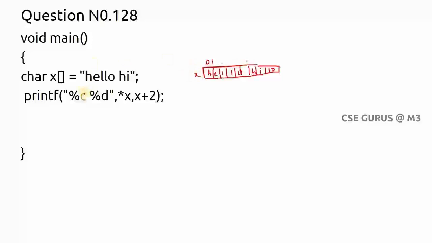Now of course, how will it consider %c? First you are printing a character, *x. So which character does it have to take? %c means, which character will be taken? *x. So *x means, if I take x as an array, x if I print gives the address of x[0]. Now what is the address of x[0]? This one. So if I say *x, what is the value inside this x? What is the character? H. So %c means H only will be printed.